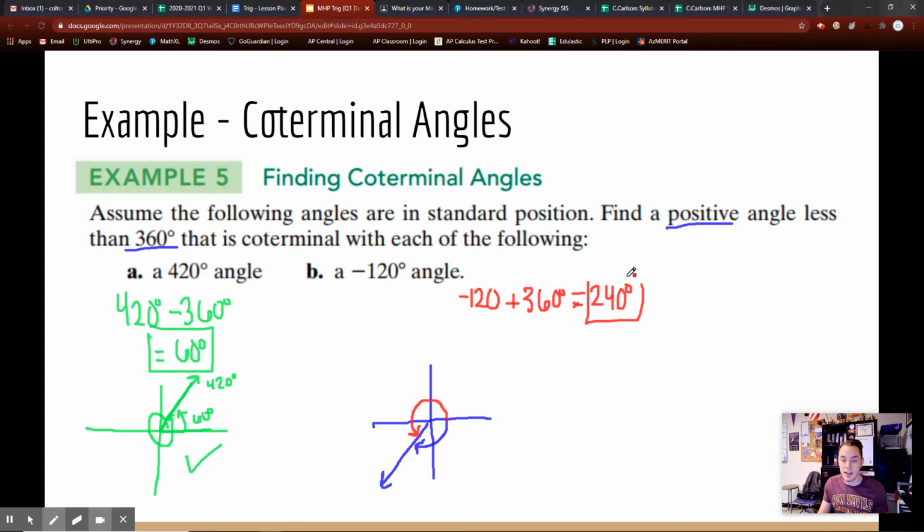So what is my angle in red here? This is 240, whereas my angle in blue here is what we said was negative 120. Do they share the same initial side? Yes, they do. Do they share the same terminal side? Yes, they do. That's what makes them coterminal. Coterminal, co-worker. I work with you. These angles are working together. Awesome.